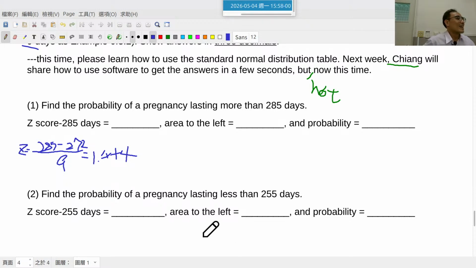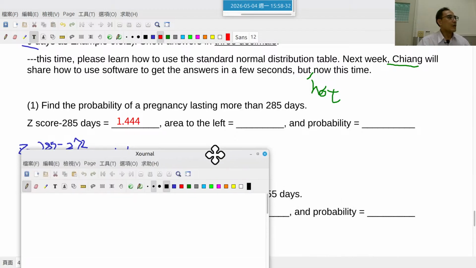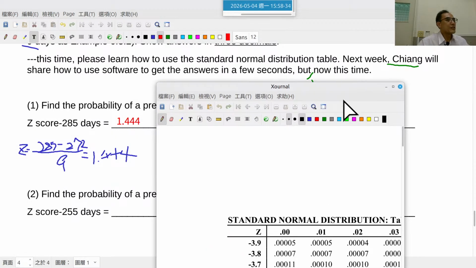Okay. So the answer here is 1.444, positive. How about the area to the left? How about the area to the left? And please use the table. 1.44. Okay, let's check here.